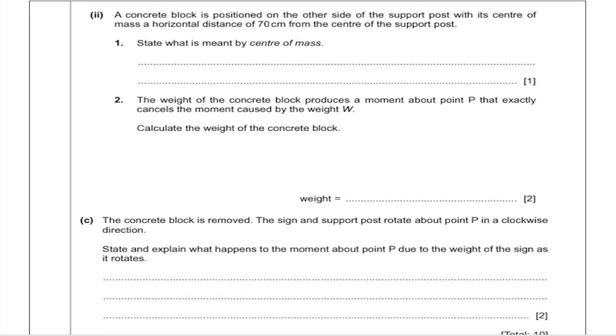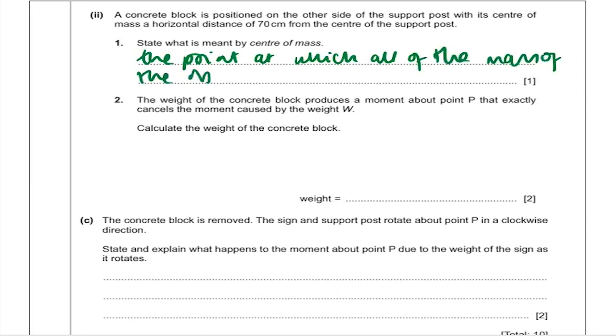Obviously, in an object, the mass is distributed throughout the entirety of the object, but in physics, we use the concept of a centre of mass to approximate all of it to be acting from one point, and that allows us to do calculations a lot more easily. The issue is that people didn't say it's where it's considered to act from, they said it's where it was, and that's not the reality. So you needed to have said the point at which all of the mass of the object is considered, and I'm going to underline that because it's important, to act.